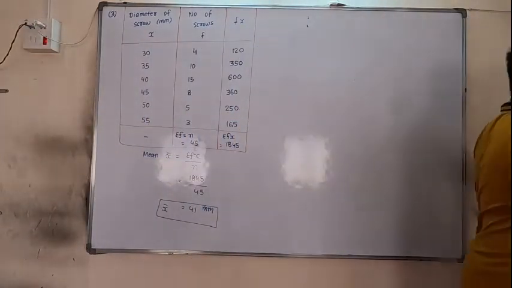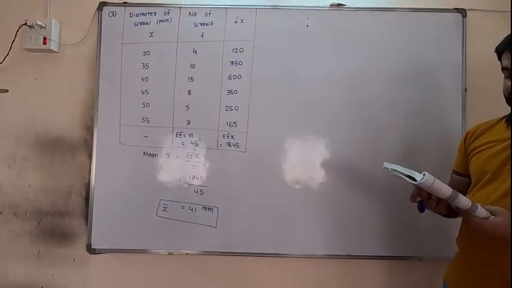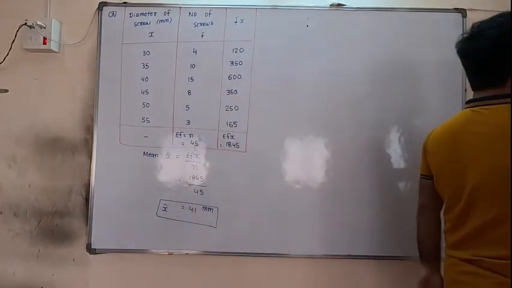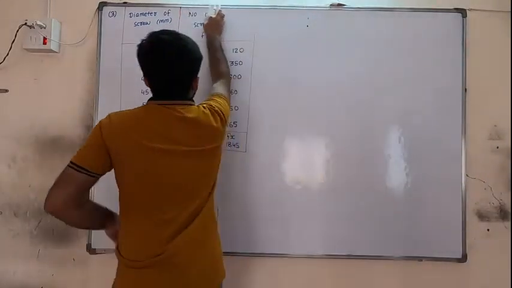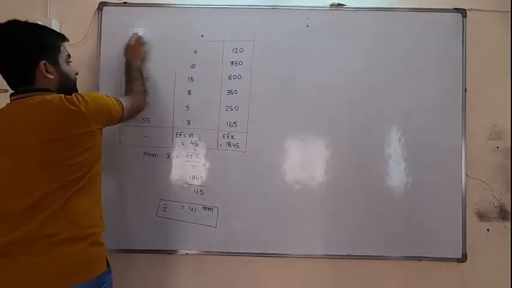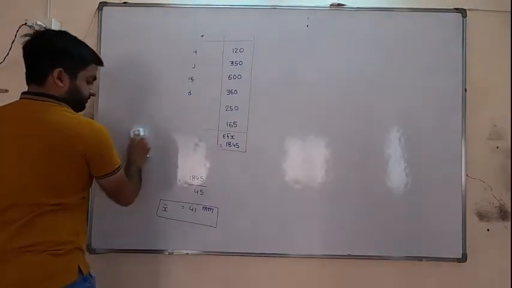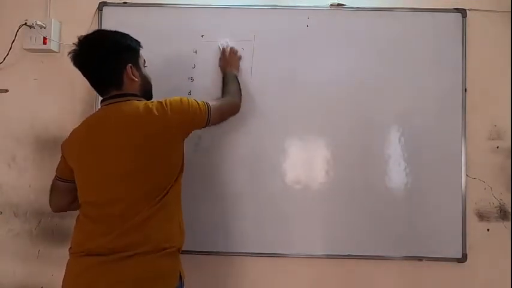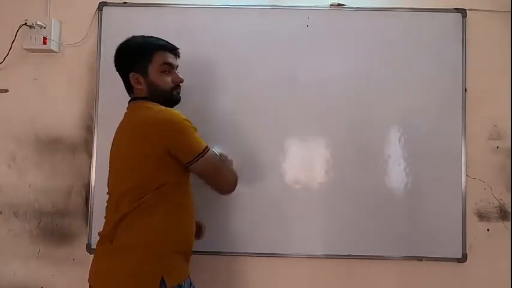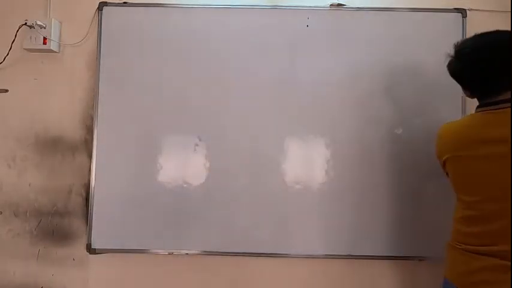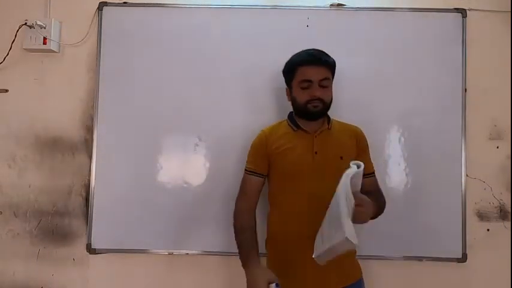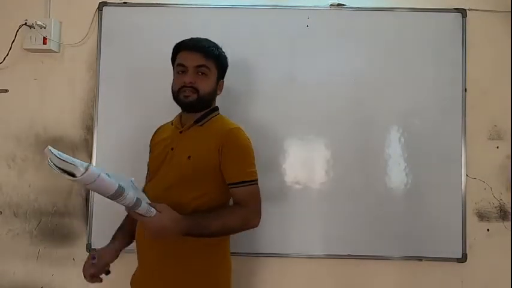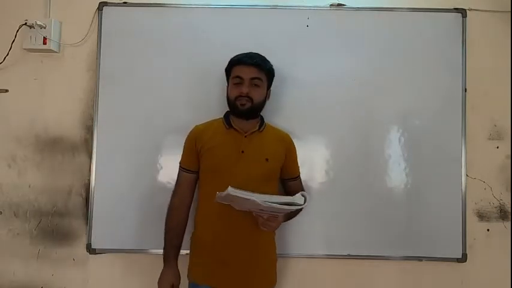Yes. Now we are going for the fourth sum. This was the third sum. Now going for the fourth sum. The marks in a test for a group of students are as follows. Find the mean marks of the students.